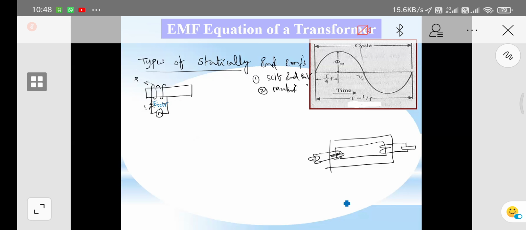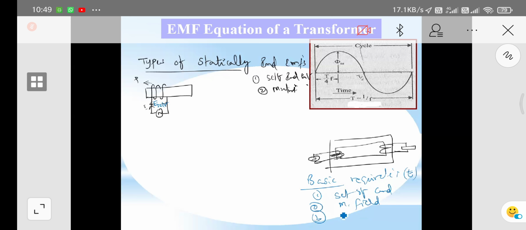Generally, what are the basic requirements to generate the induced EMF of a transformer? To generate the induced EMF, E: a set of conductors, and a magnetic field. These are the two.